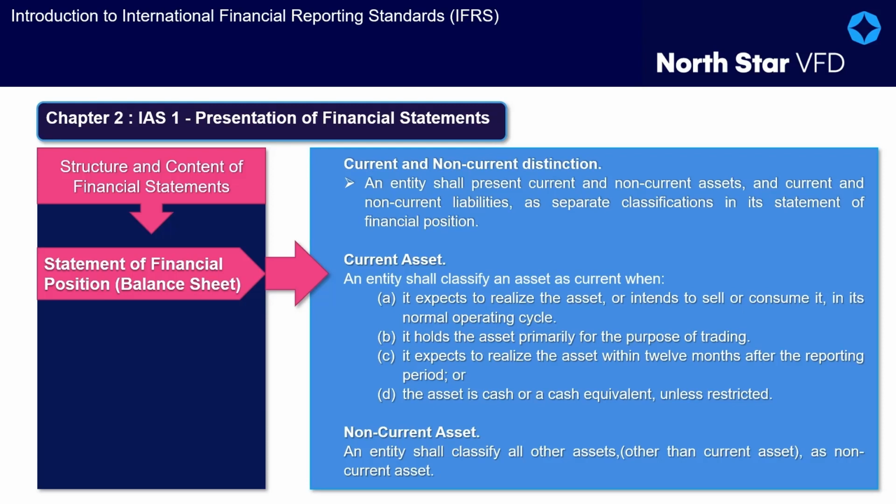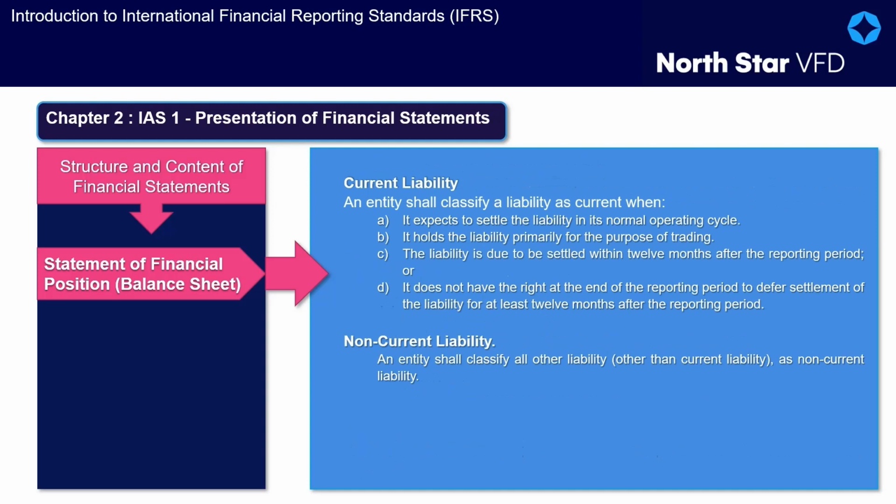The operating cycle of an entity is the time between the acquisition of assets for processing and their realization in cash or cash equivalents. When the entity's normal operating cycle is not clearly identifiable, it is assumed to be 12 months. Current and non-current liability.